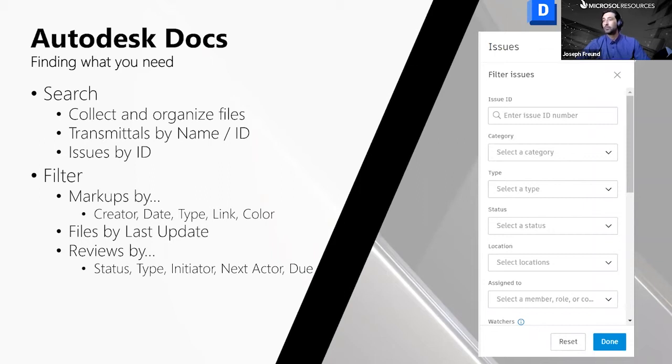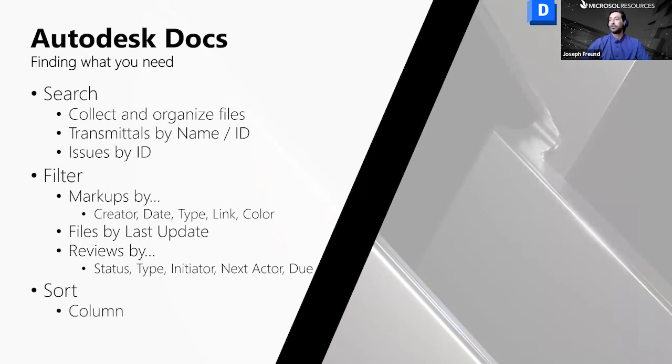And then you can filter reviews by status, type, who the initiator was, who the next actor is, who's going to be reviewing those set of documents, and then when that review is due by. And finally, you can sort by columns.